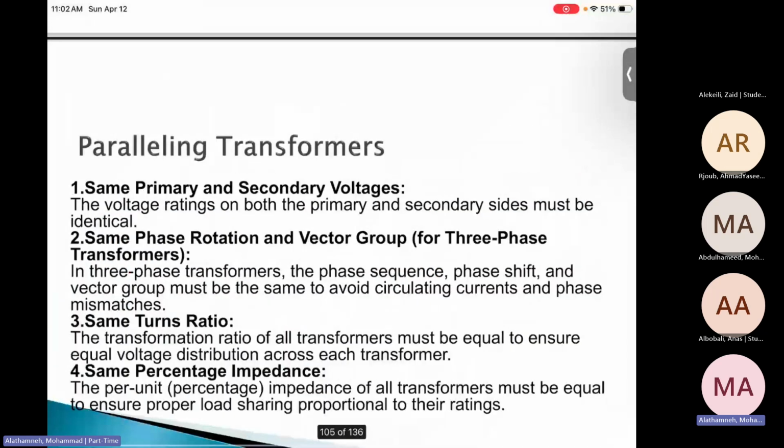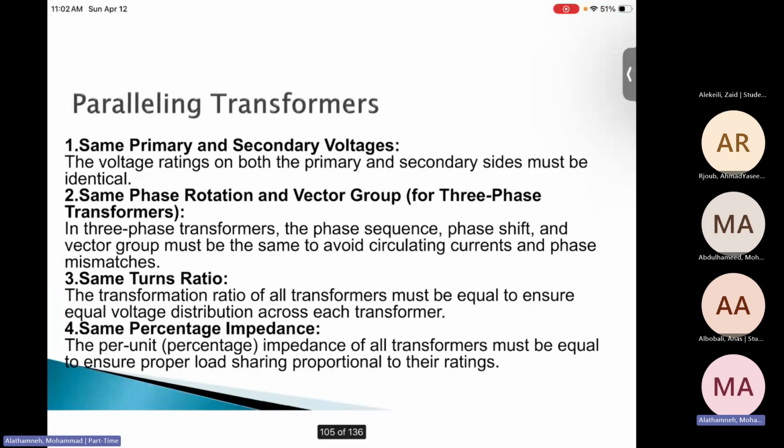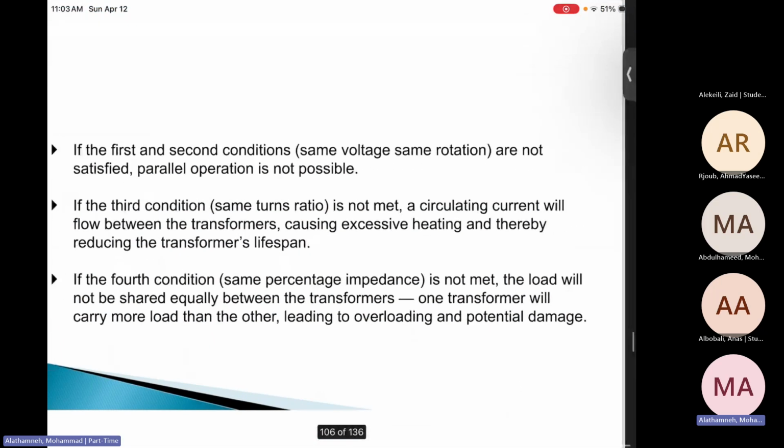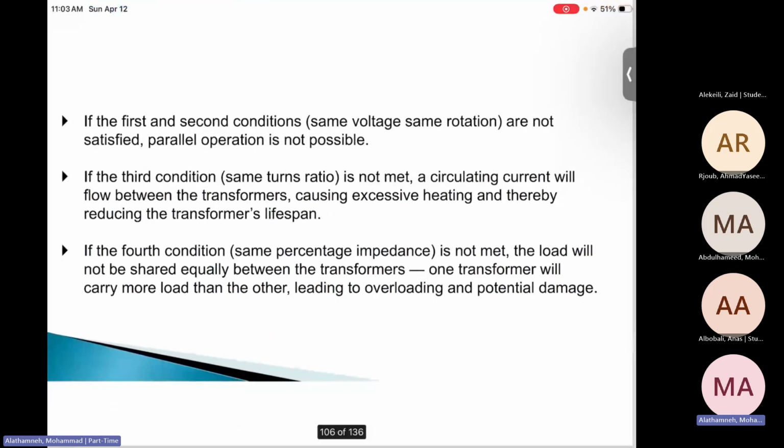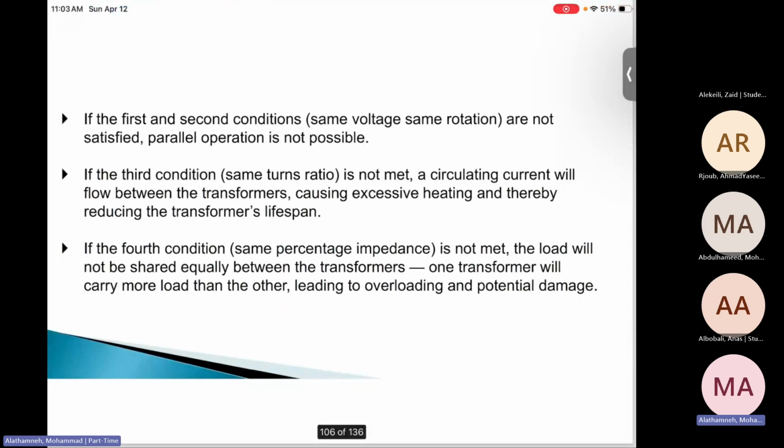So we need to have the same primary and secondary voltages. They must have the same phase rotation, phase sequence, whether both are positive sequence or negative sequence. They must have the same vector group displacement angle, 30 degrees. Turns ratio is recommended, I mean we must have it, and the percentage impedance is also highly recommended. So the first and second conditions, same voltage and same ratio, if they are not satisfied, the parallel operation will not happen.